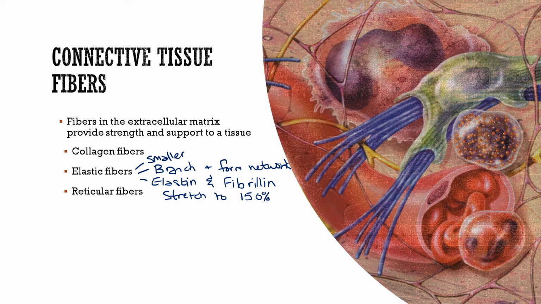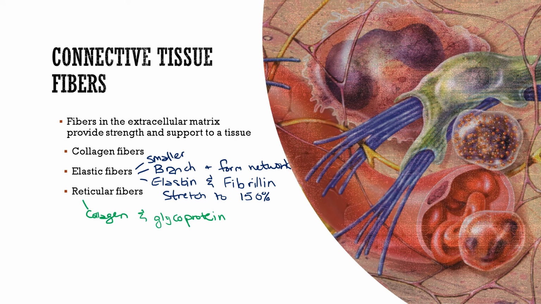Then, lastly, we have the reticular fibers. Now, reticular fibers consist of collagen arranged in really fine bundles with a coating of glycoprotein. And reticular fibers provide support to the walls of blood vessels, and they form a network around the cells in some tissues. So they're found in areolar connective tissue, adipose tissue, nerve fibers, and in smooth muscle tissue as well.